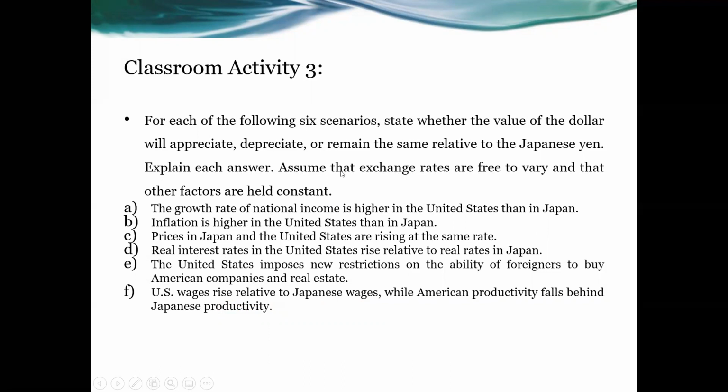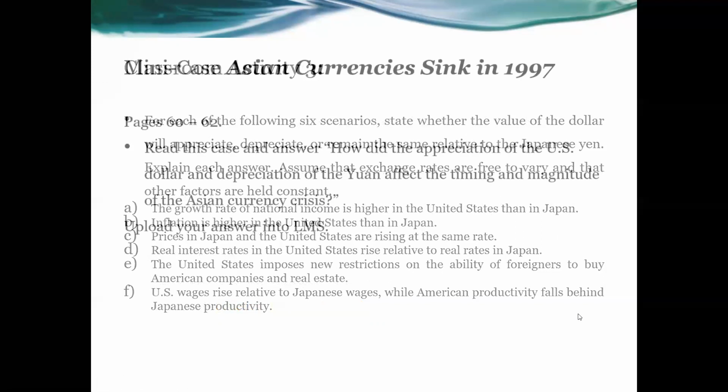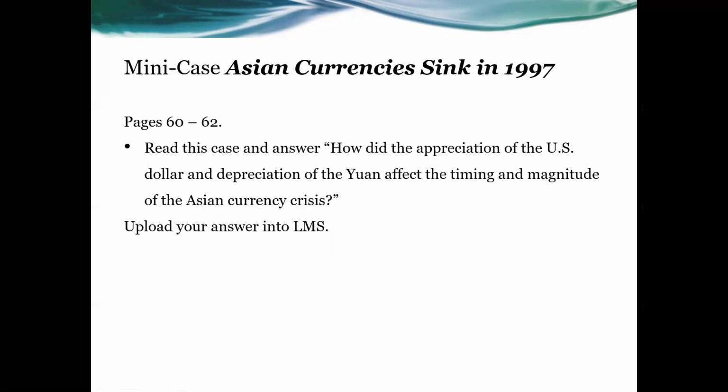Now exercise the factors affecting it: relative inflation rate, relative interest rate, relative economic growth, something like that, right? Once you complete that part, you can easily do this one. Then look at these 6 scenarios and identify whether the dollar is appreciating or depreciating against the Japanese yen. Then this is your workout exercise. This is your exercise that you need to upload your answer into the LMS.